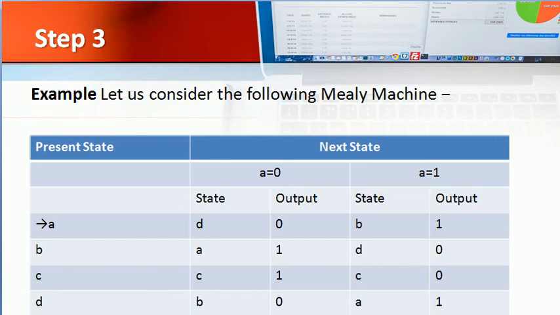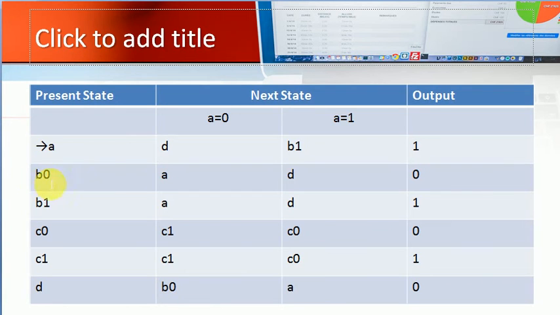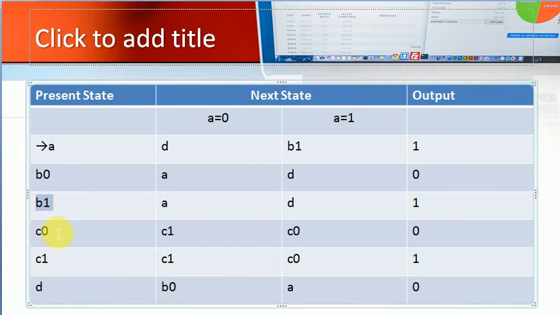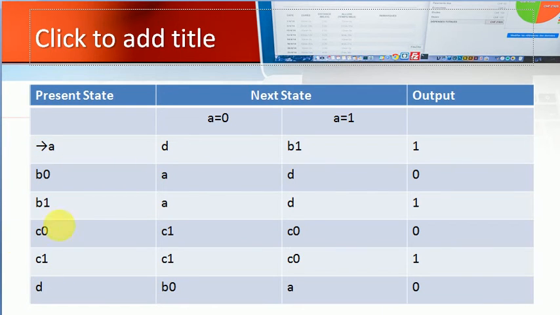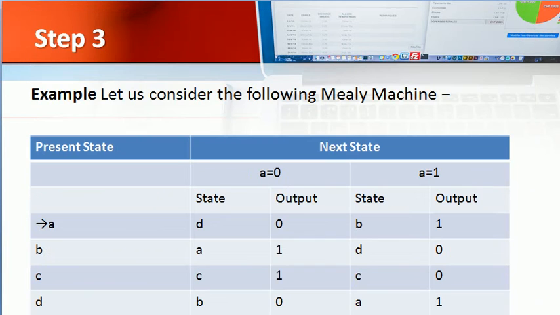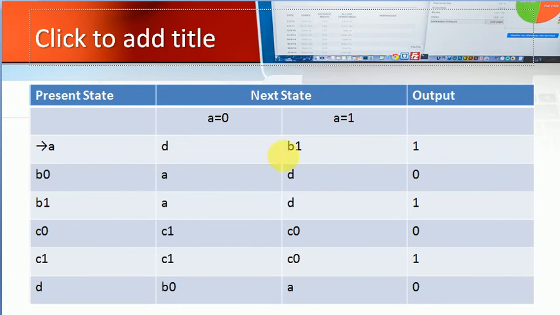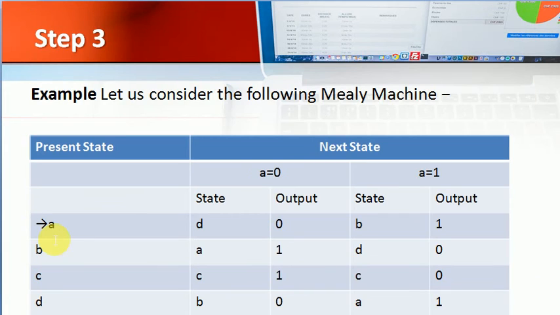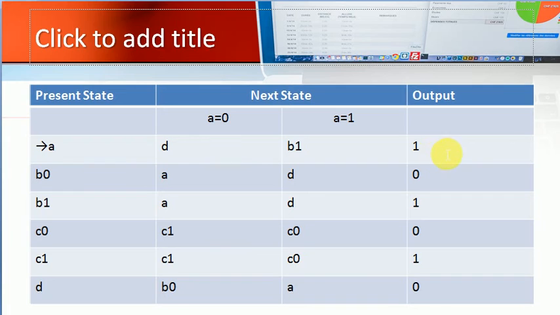Now we will see the answer for this. As I have said, B is divided into the two states B0 and B1. Same, C is divided into C0 and C1, and A and D remain the same. Now we have seen that on giving the input 0, A goes to D, and on giving the input 1, A goes to B1. Same we have written here, and the output related to A is 1. So we have written A1 and A1. So we have written here the output 1.